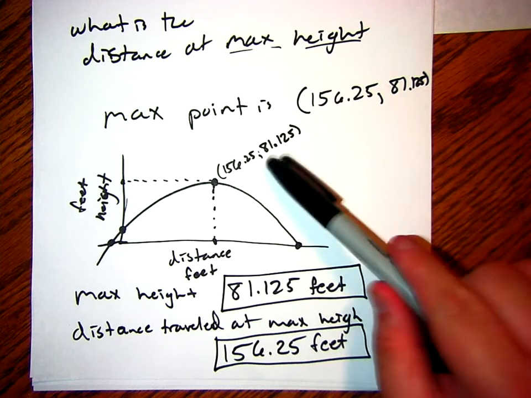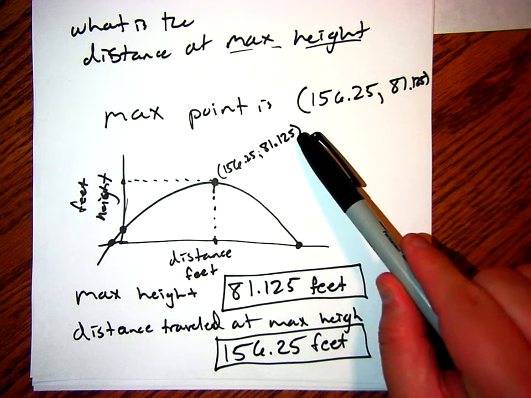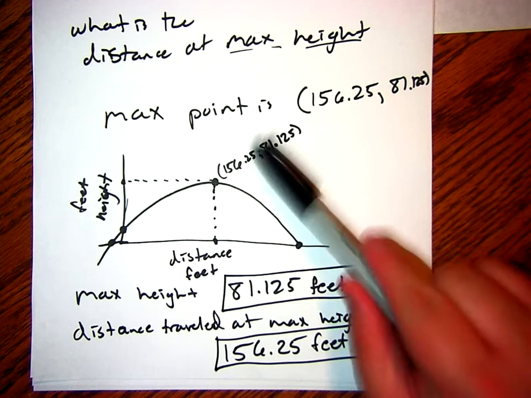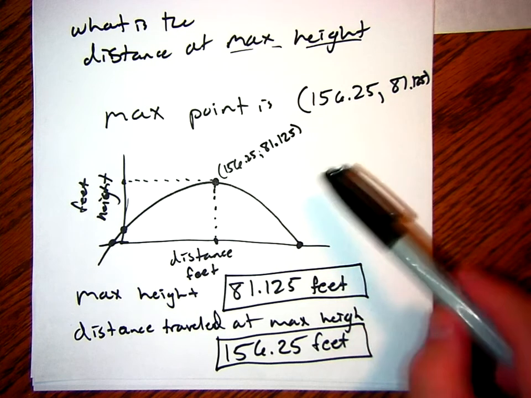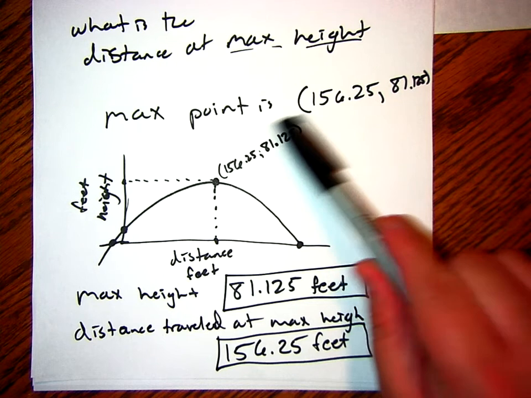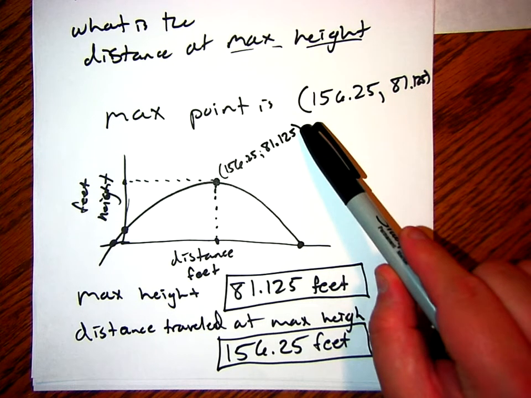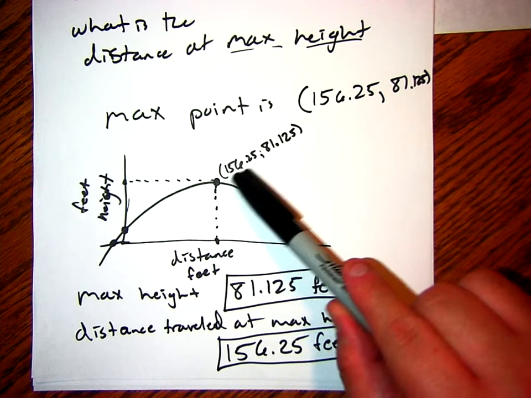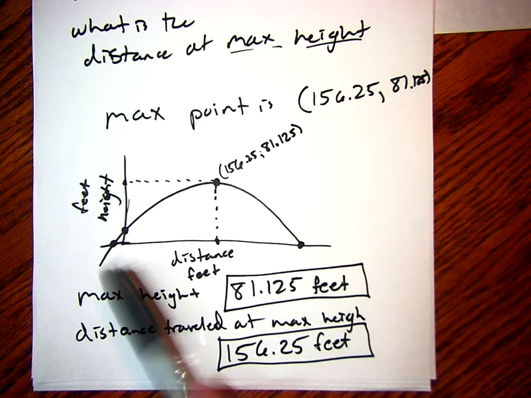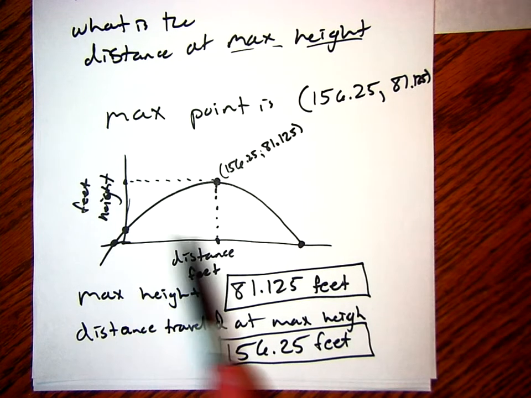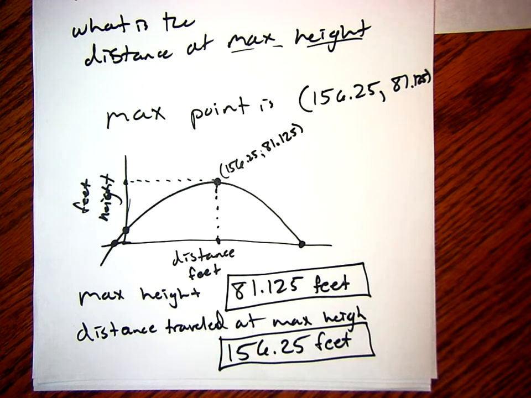So you have to be able to pick it out. Is it the 156 or the 81? And in this case, it's the y value. And that means that the distance traveled when we're at 81 feet high, the ball has traveled 156 feet from the plate here, from the starting point, 156 feet. So that's how you answer that question.